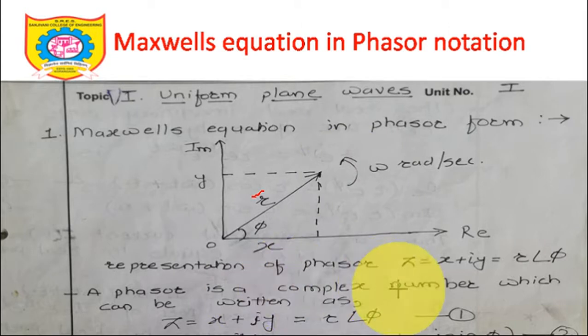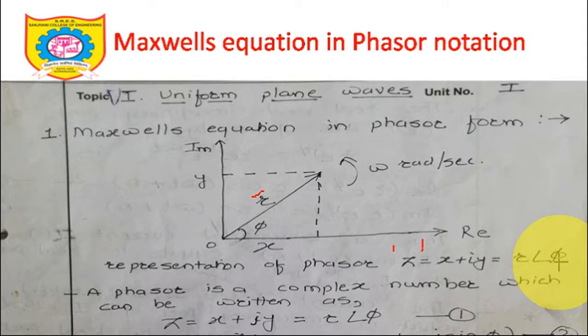Now, representation of the phasor. Let's say I want to represent a phasor, which I'm going to call z. z equal to x plus iy, or x plus jy. You can use this i as imaginary to represent the imaginary part. So it is x along the real part and y along the imaginary part. It can also be represented as r at an angle phi. You might be knowing this.